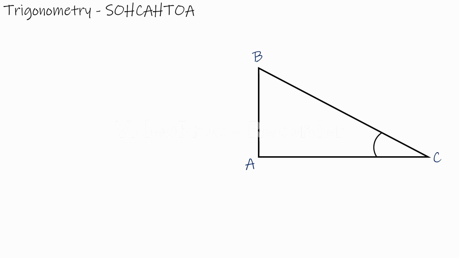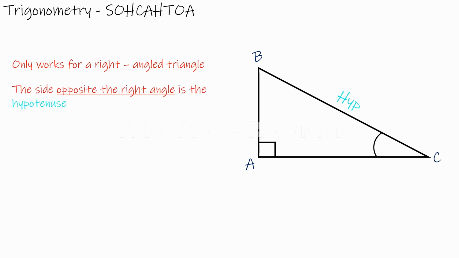Now, to use SOHCAHTOA, we first must notice that the triangle is a right-angled triangle, meaning one of the angles is a right angle. We can tell this if one of the angles is labelled with a square or it is labelled 90 degrees. Now, we need to label the sides of our triangle.